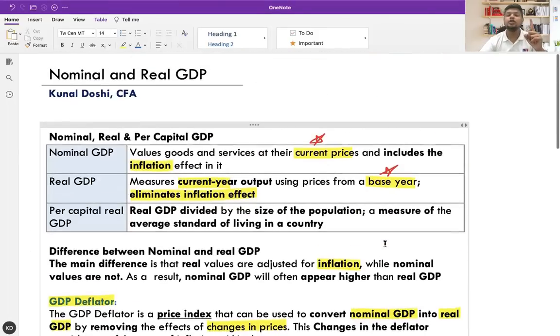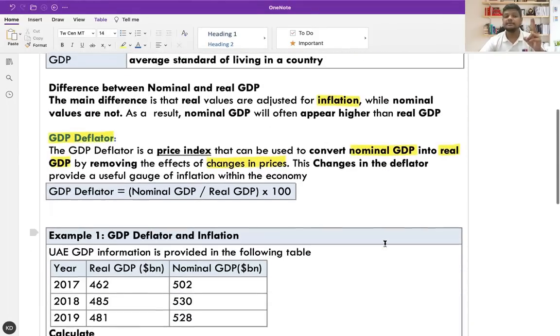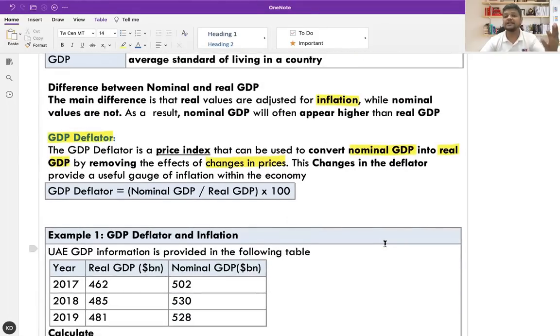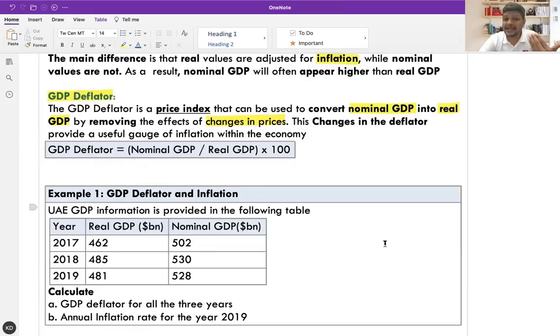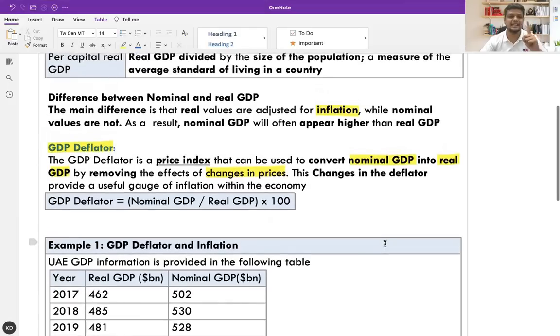So what is nominal GDP? What is real GDP? Why is there a difference? Because of inflation. And how do we calculate that? Through an index called the GDP deflator. And the percentage change in that index is your inflation. Is that clear, everyone? Yes.